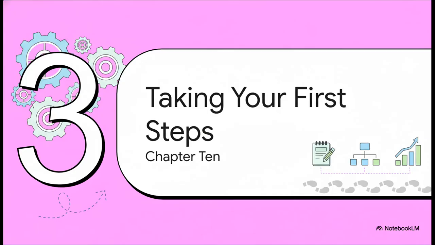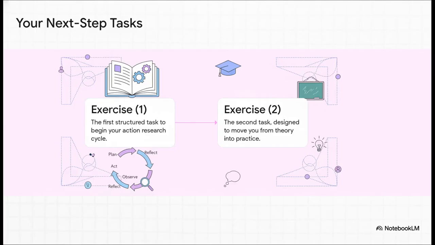Okay, now we get to the most hands-on part of our explainer. Chapter 10 doesn't just leave you with examples. It gives you direct instructions on how to start your own journey. This is where the theory really hits the road. So here's the crucial bit. The book gives you 2 specific exercises that are designed to be your immediate next steps.